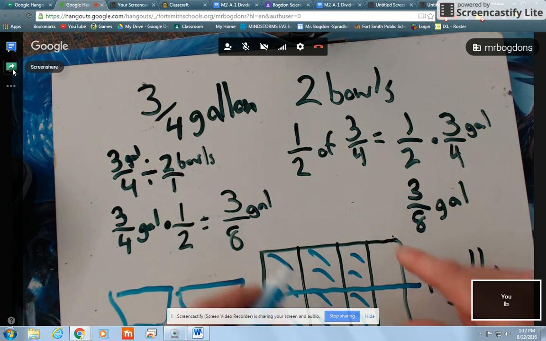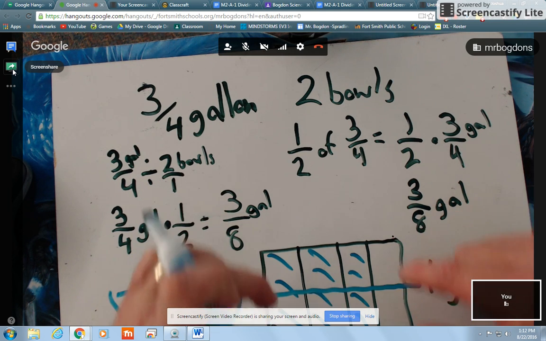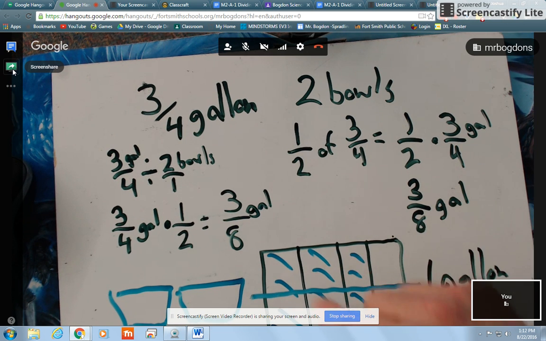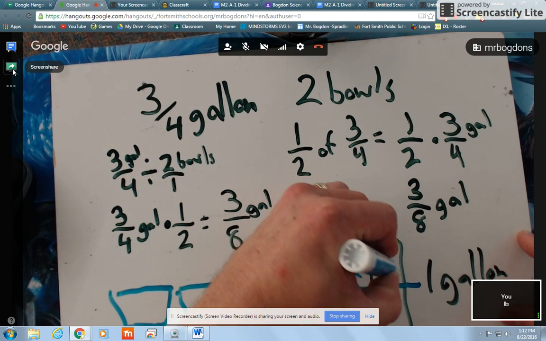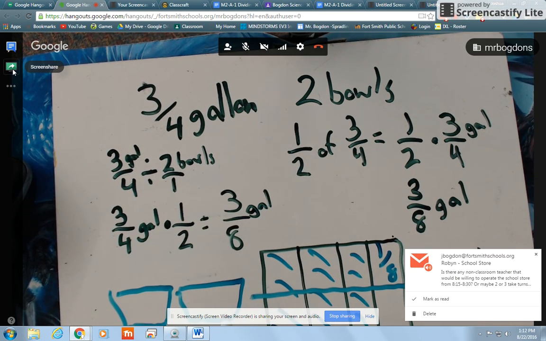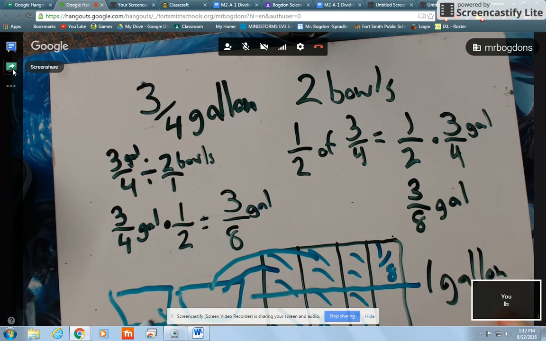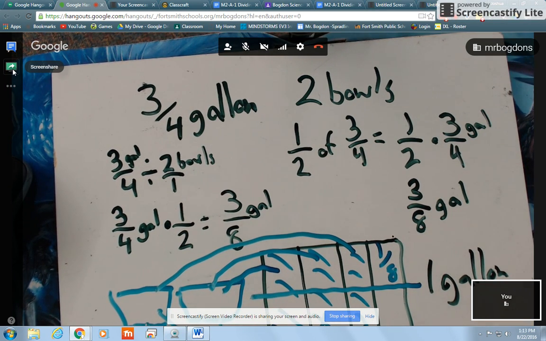So I took these 3/4 and I said, here's half and there's half. Well, how much are each of these little partitions worth? How many do I have total? 8. So each one is worth 1/8 of a gallon. So how many eighths go in each bowl? Well, here's one of that bowl. Here's one of that bowl. Here's one of that bowl. So each bowl gets 1, 2, 3 eighths.